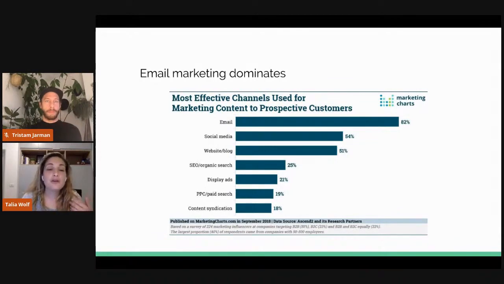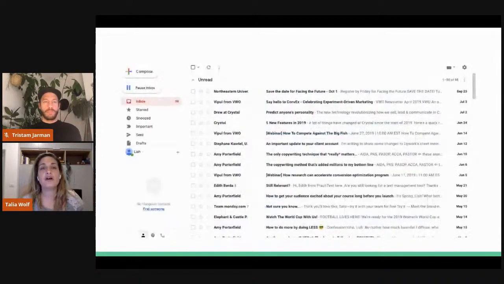But I have to remember that there's a big issue with email, and that is this, right? You wake up in the morning, there's 1,500 emails in your inbox, you have no idea what to do, and you just start deleting. And to be honest, I delete a ton of emails without even opening them. So how do you stand out in that inbox and make people actually open your emails?